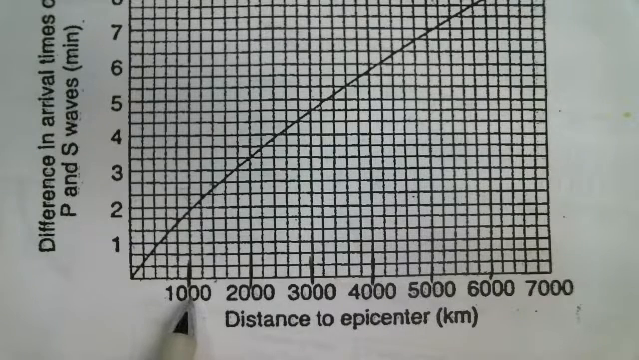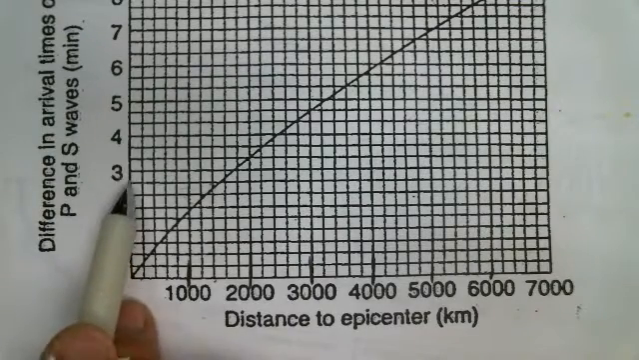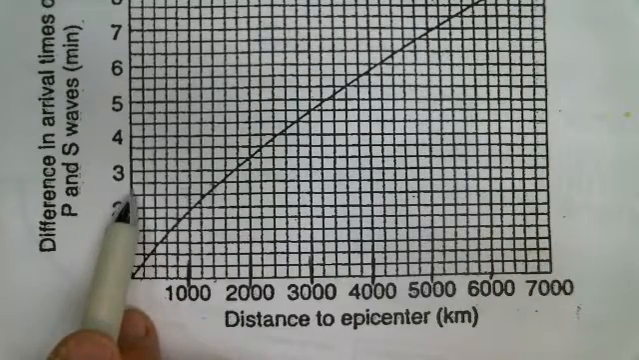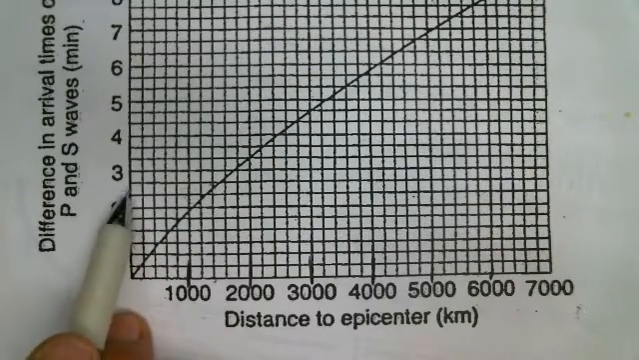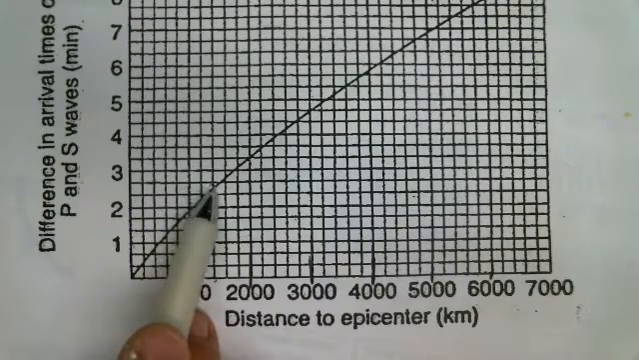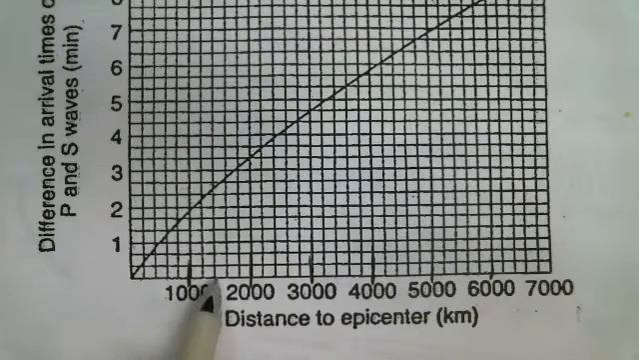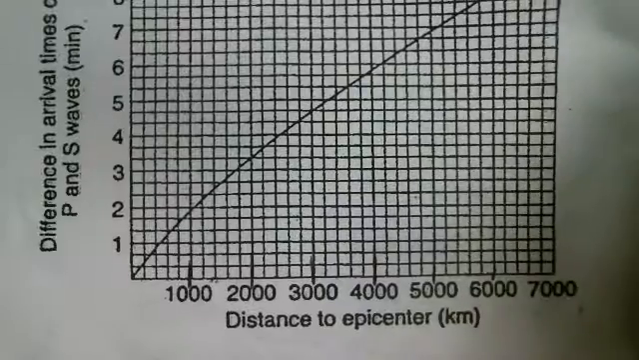If I was 2.5 minutes between the P and S waves, I go up to the 2, and here's the 3. I go halfway in between. That's like between these two lines. I'd have to estimate between the lines, go over to the diagonal line, and then come on down. And I'm at the second line past 1,000. So that'd be 1,200 kilometers from the epicenter. We're going to be using this graph in just a few minutes.